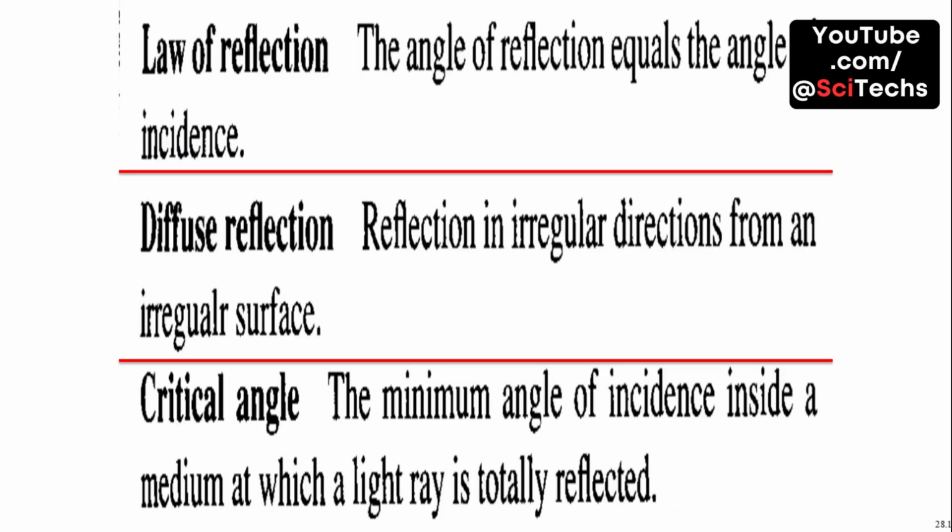Let's summarize the key terms we've covered: reflection, refraction, Fermat's principle of least time, law of reflection, diffuse reflection, critical angle, total internal reflection, converging lens, diverging lens, real image, virtual image, and aberration.